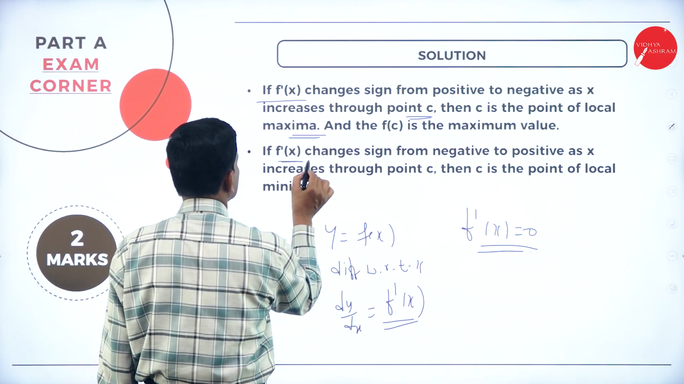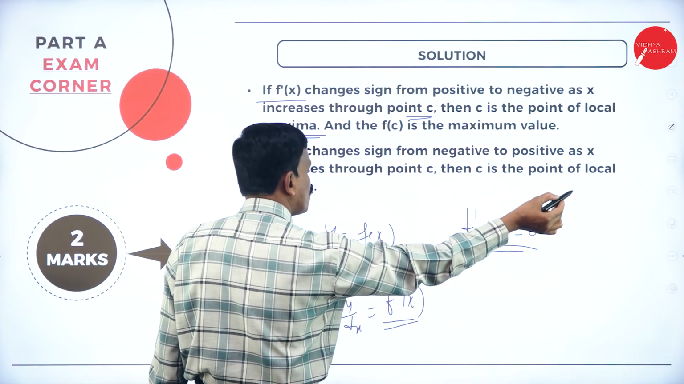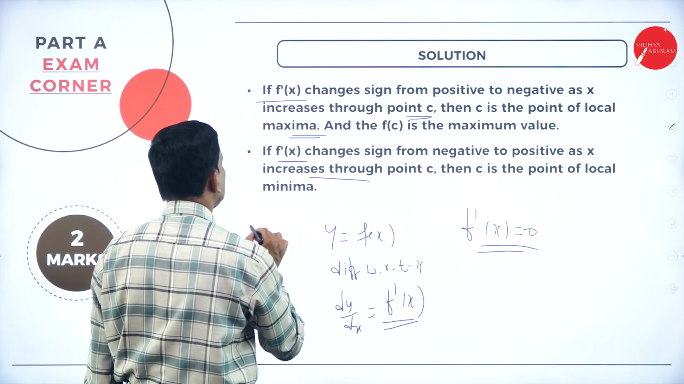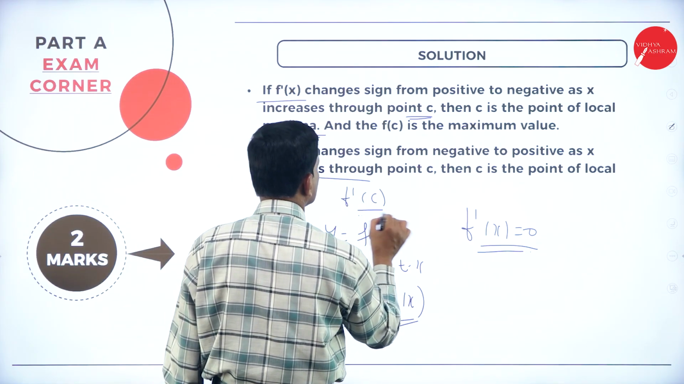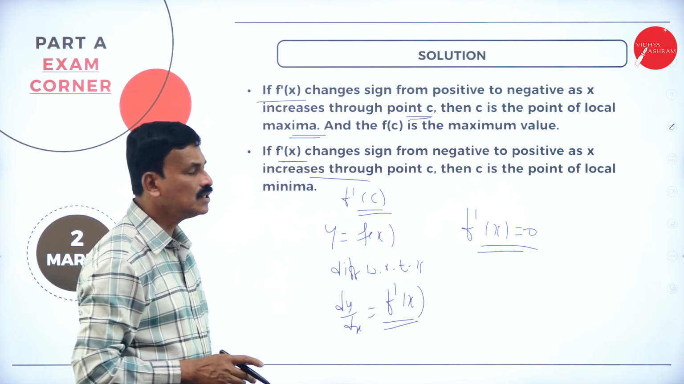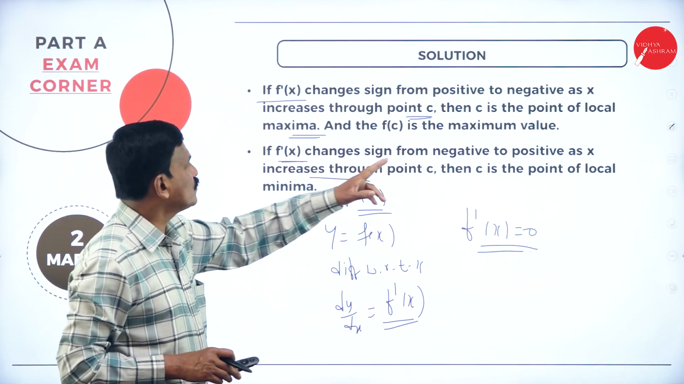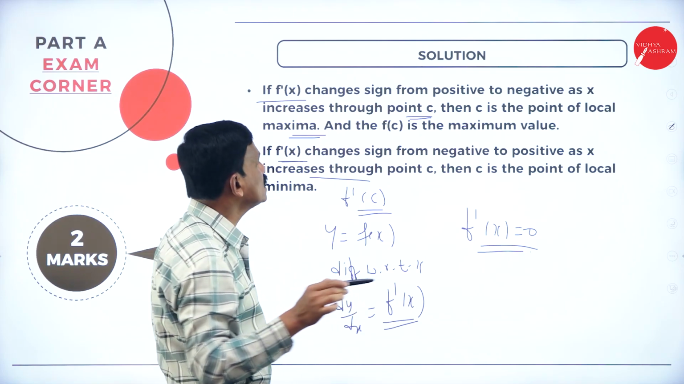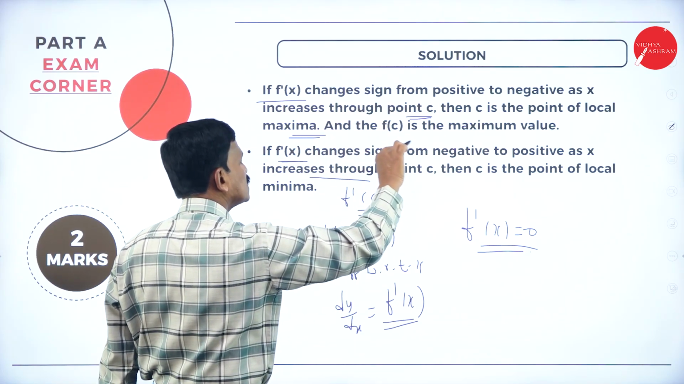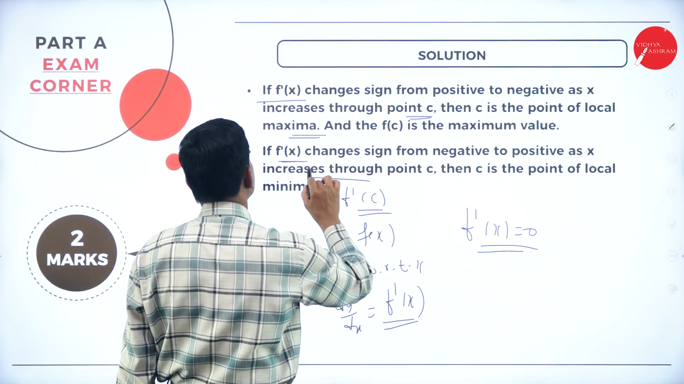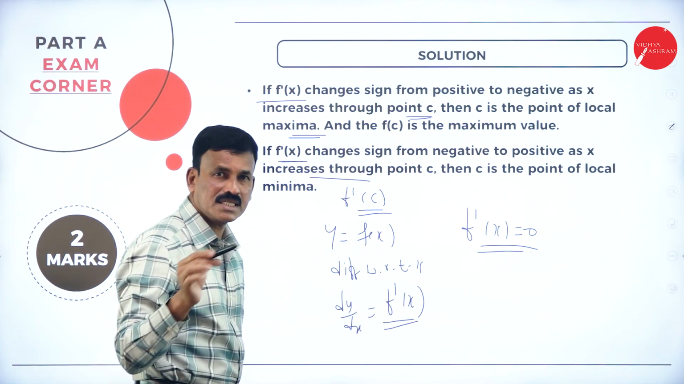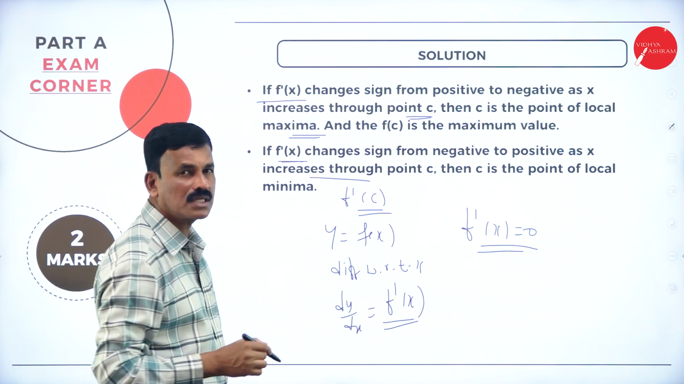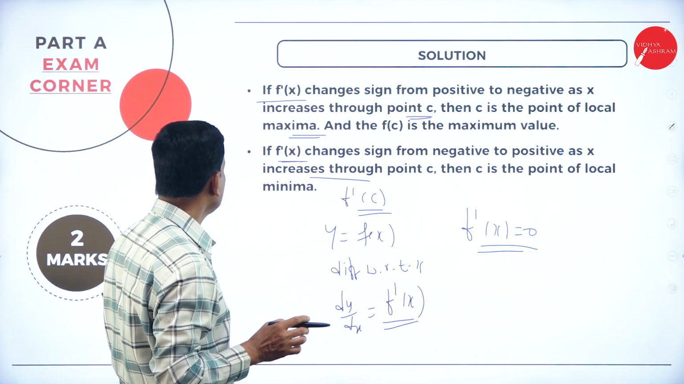Similarly, if f dash of x changes sign from negative to positive as x increases through the point C, then C is called the point of local minima and f of C is called the minimum value of the function. That means if f dash x changes from positive to negative as x increases, C is the point of local maxima, and if f dash x changes from negative to positive as x increases, then C is the point of local minima. That is it. Okay, very important definition. Now, move on to the next problem.